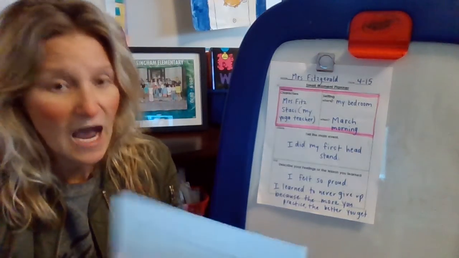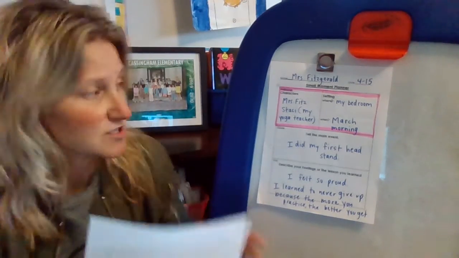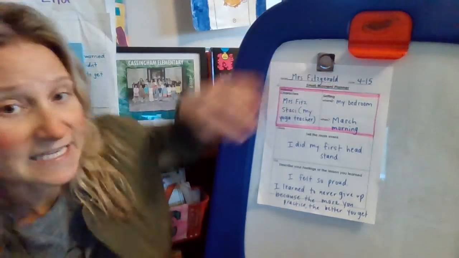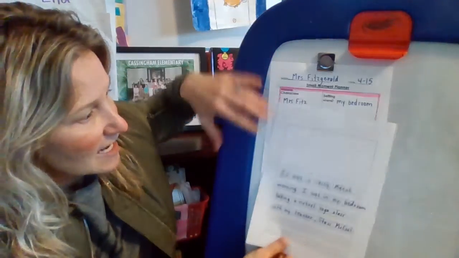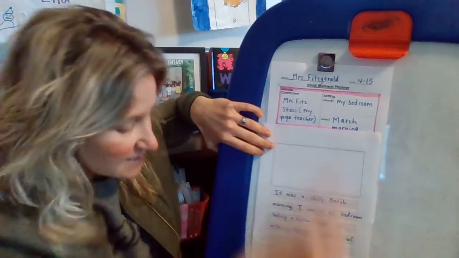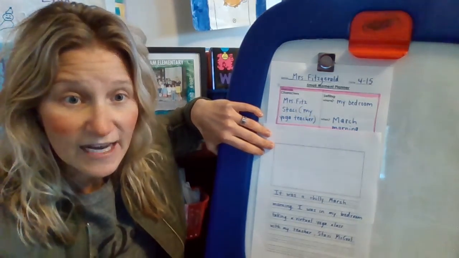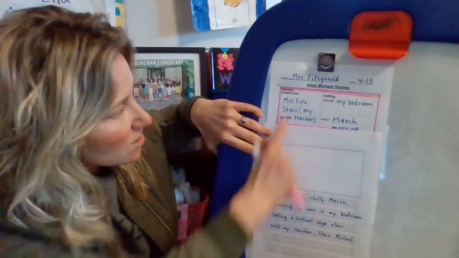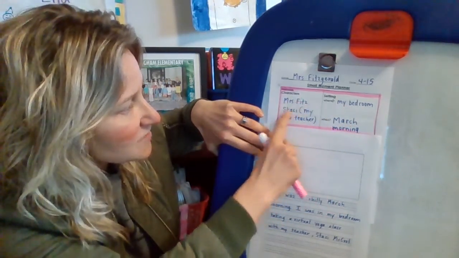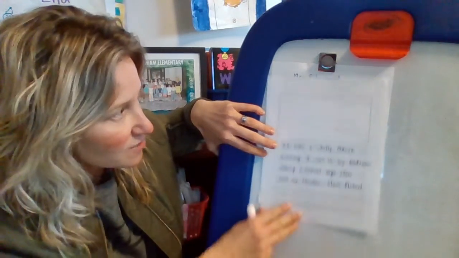It doesn't matter. I'm going to show you my introduction first, since we just highlighted everything that needs to go into the introduction. We need to tell the characters and the setting. So this is my introduction. And as I go, I'm going to check off the things that I included to make sure that I include everything. So I need to say something about my bedroom, March in the morning, Mrs. Fitz, and Stacy, my teacher.